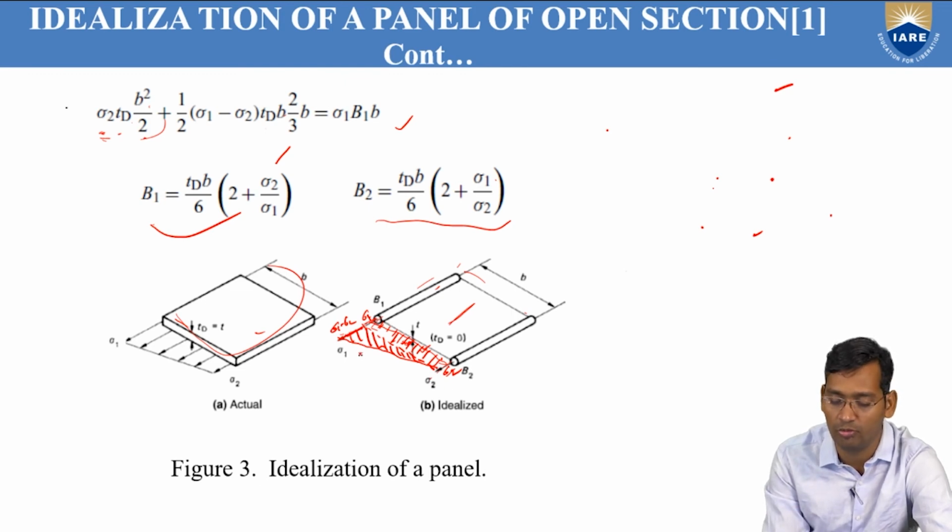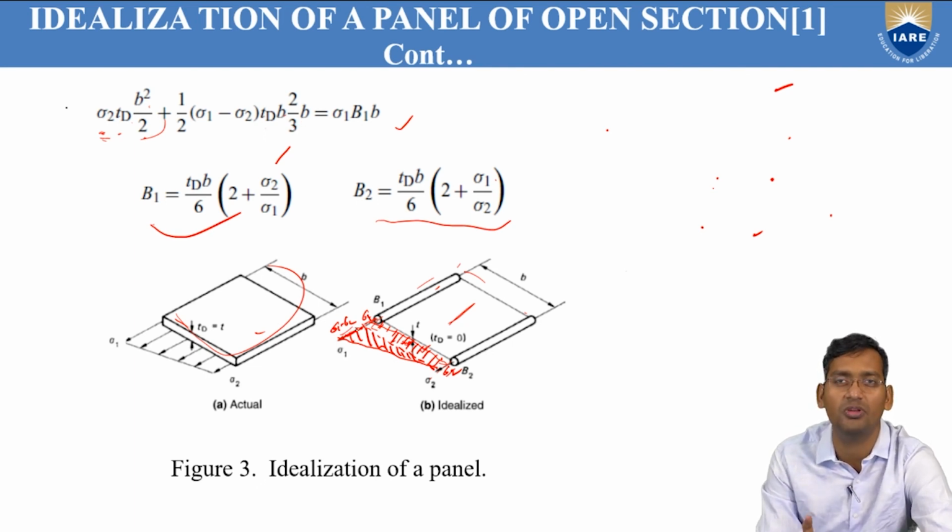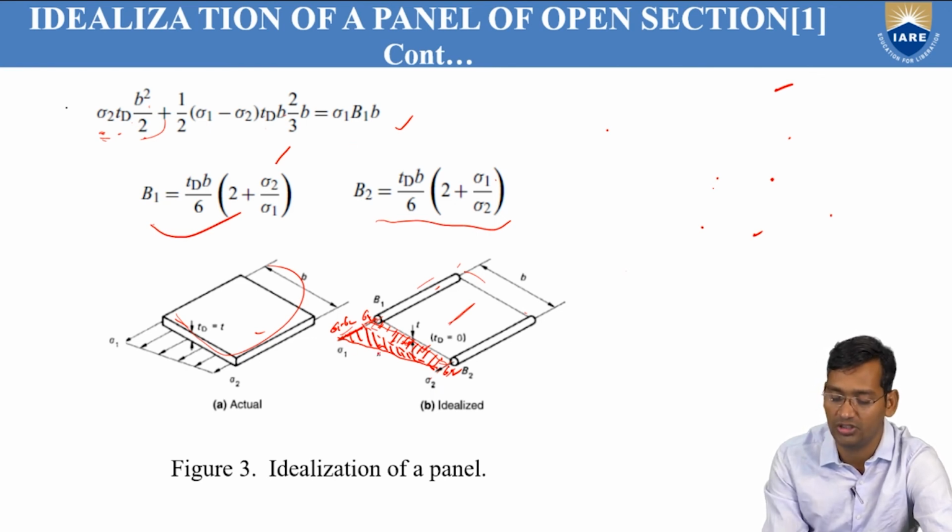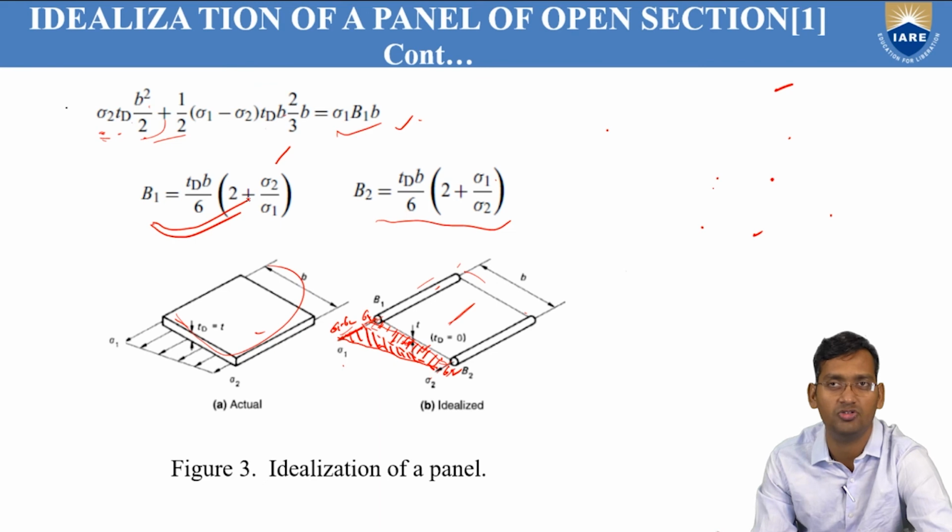Now we have to find the moment of the triangle. It will be sigma 1 minus sigma 2 into TD into b, and 2 by 3 where it acts from this side, because the centroid of the triangle is 1/3 from one side or 2/3 from the other side. Here we have taken 2/3 of this one. That equals sigma 1 B1 b. Now just expand and simplify, and you will get B1 equals this.